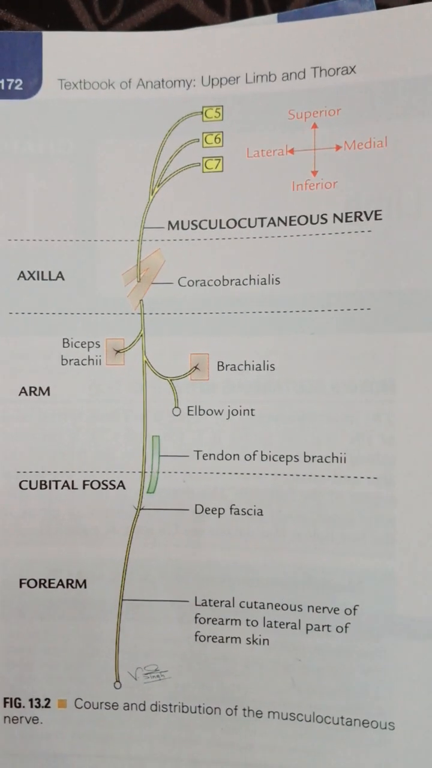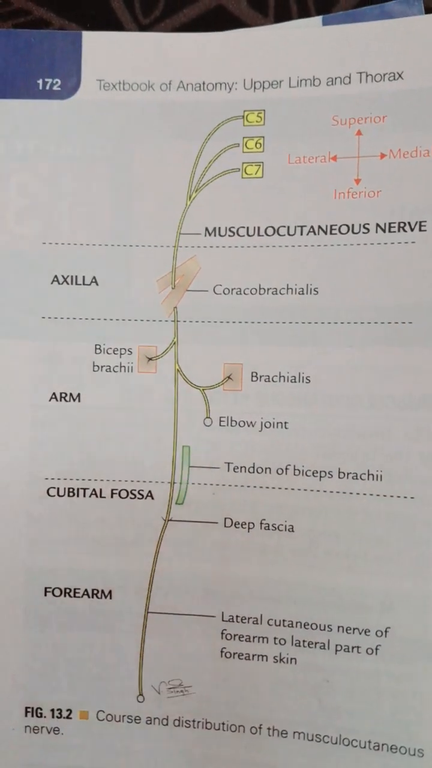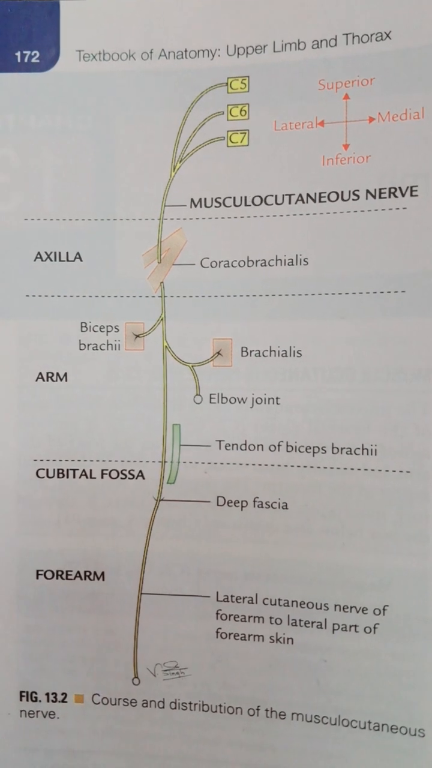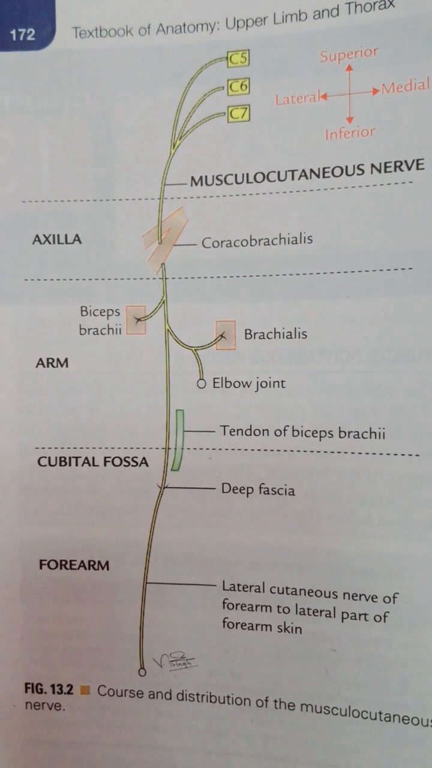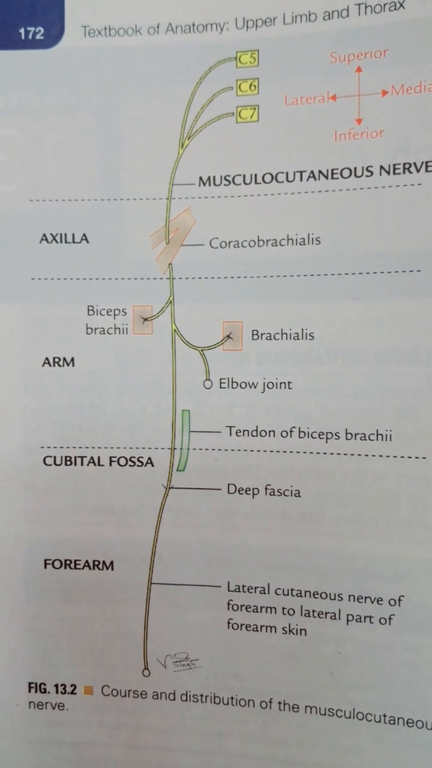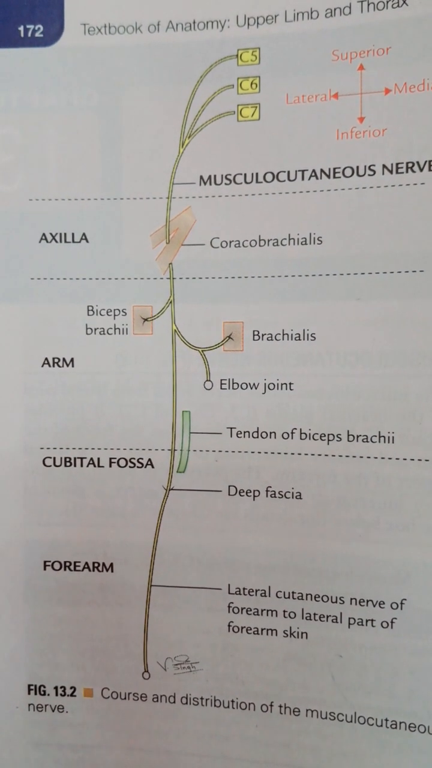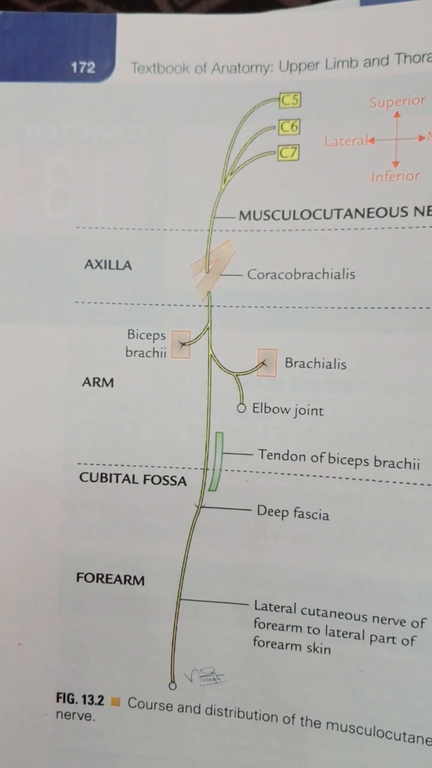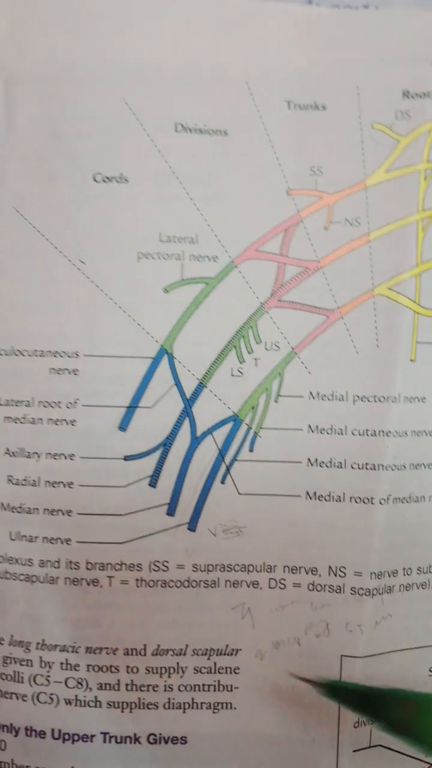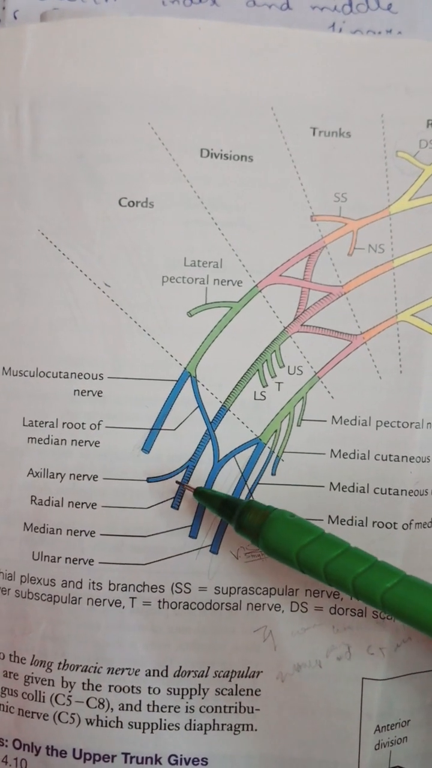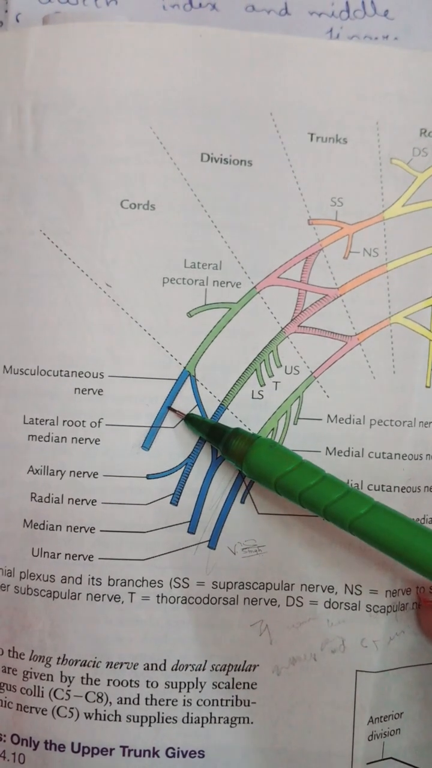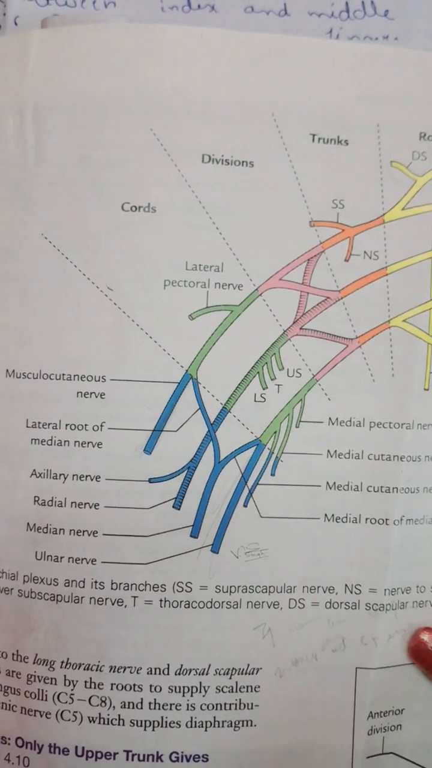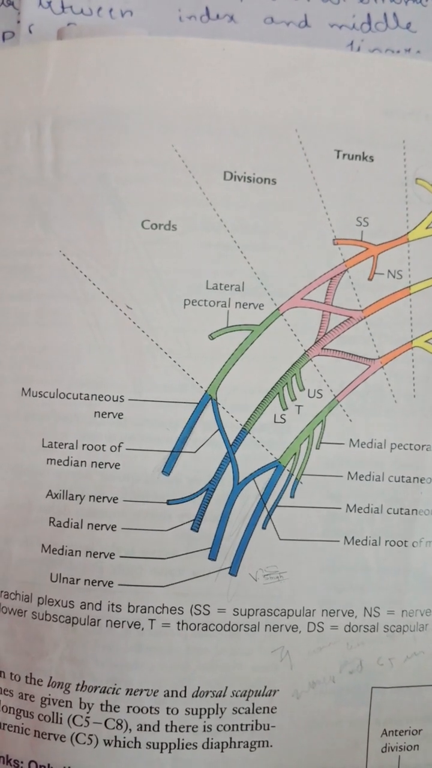Now let us see musculocutaneous nerve. Musculocutaneous nerve is the nerve of muscles of front of arm. It arises from lateral cord of brachial plexus in the lower part of axilla at the lower border of pectoralis minor. See, this is the lateral cord of brachial plexus and this is the musculocutaneous nerve. It arises at the lower border of axilla at the lower border of pectoralis minor.